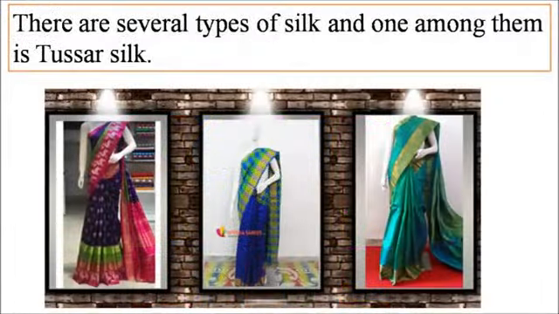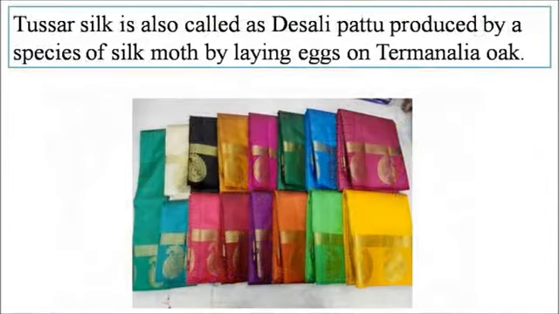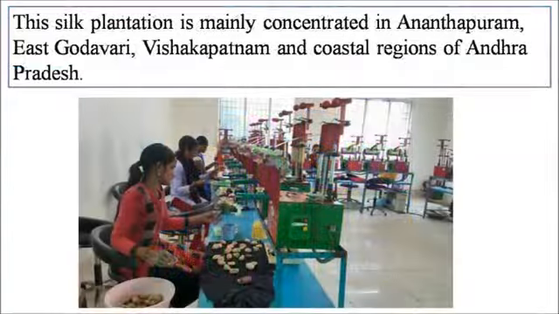There are several types of silk and one among them is tussar silk. Tussar silk is also called Desali Pattu, produced by a species of silk moth by laying eggs on Terminalia oak. This silk plantation is mainly concentrated in Anantapuram, East Godavari, Visakhapatnam, and coastal regions of Andhra Pradesh.